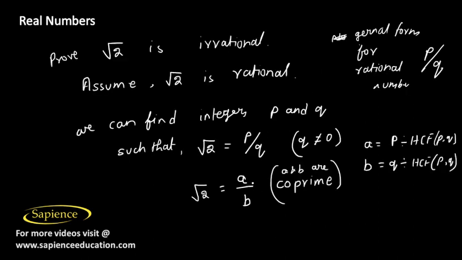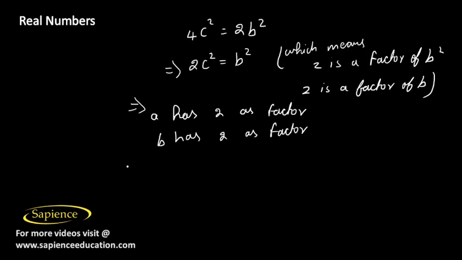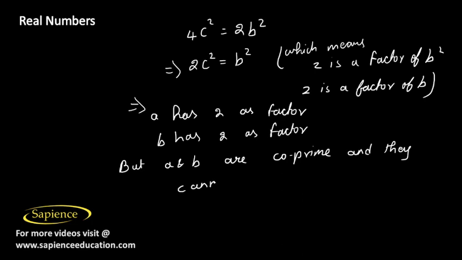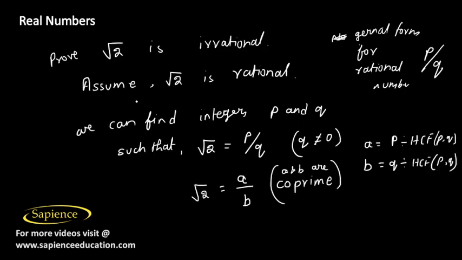but a and b are supposed to be coprime numbers. Coprime numbers means they cannot have common factors. Now this contradiction is arising because our first assumption was wrong. Our assumption that root 2 is rational is wrong. Root 2 is actually irrational.